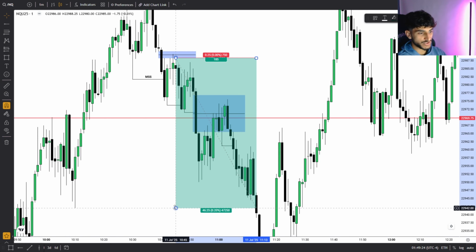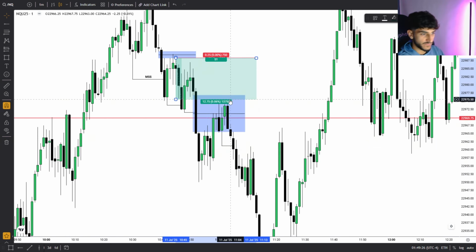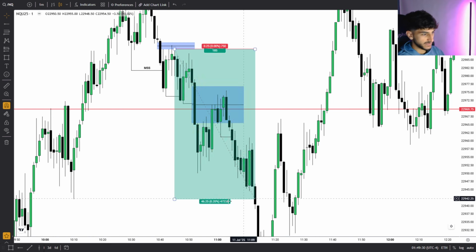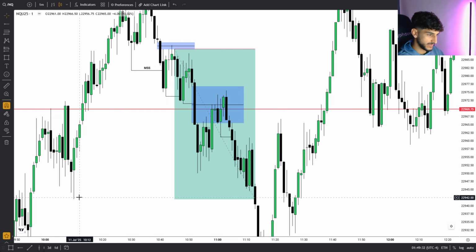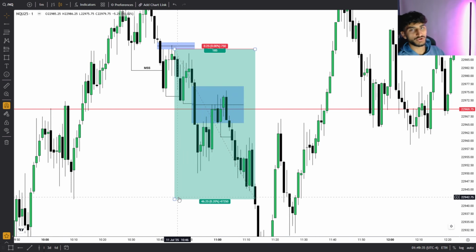The worst case scenario, price retraces, I'm taking home 12.75 handles. Not bad. Price just drops and then hits our take profit right there. That swing low, and we secure 46.25 handles.